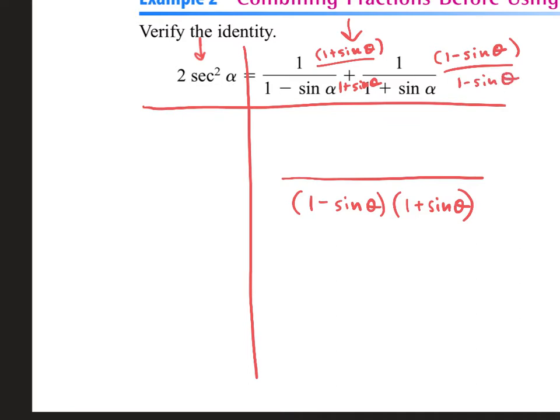Everybody with me so far? So I'm multiplying the top and the bottom here by the same thing. So we get the common denominator of 1 minus sine theta times 1 plus sine theta. So what would our top be on the left side when we have 1 times 1 plus sine theta? Just 1 plus sine theta. And then we have 1 minus sine theta. Are you with me so far?